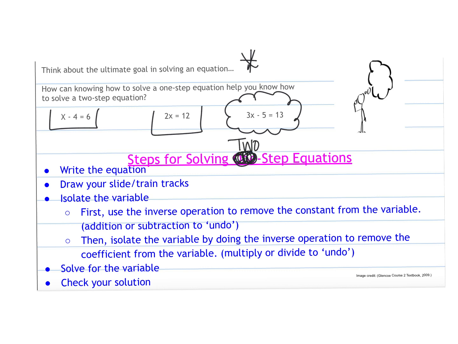So the steps for solving two-step equations, so this should say two-step. If you have the notes packet, make sure you change that to two-step. They're similar to one-step, but I would like you to pause and write this down. You can write it in your own terms, but just like one-step, we rewrite the equation, draw the train tracks, isolate the variable, but this time we have two steps. We use the inverse operation to remove the constant from the variable, so we add or subtract, and then we remove the coefficient from the variable, and we multiply or divide. Then we solve, then we check.